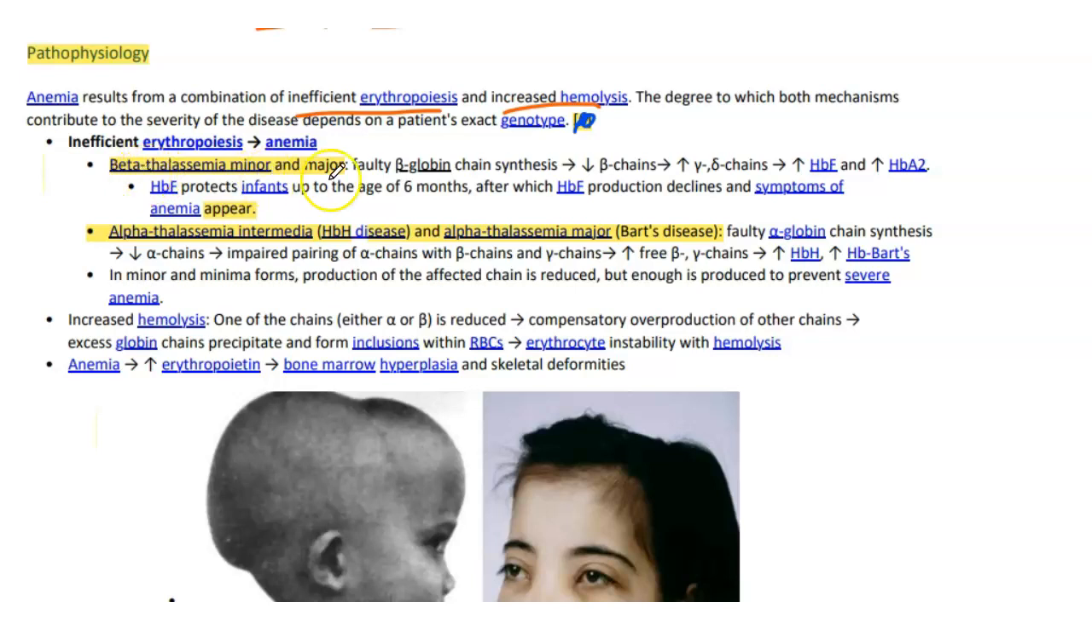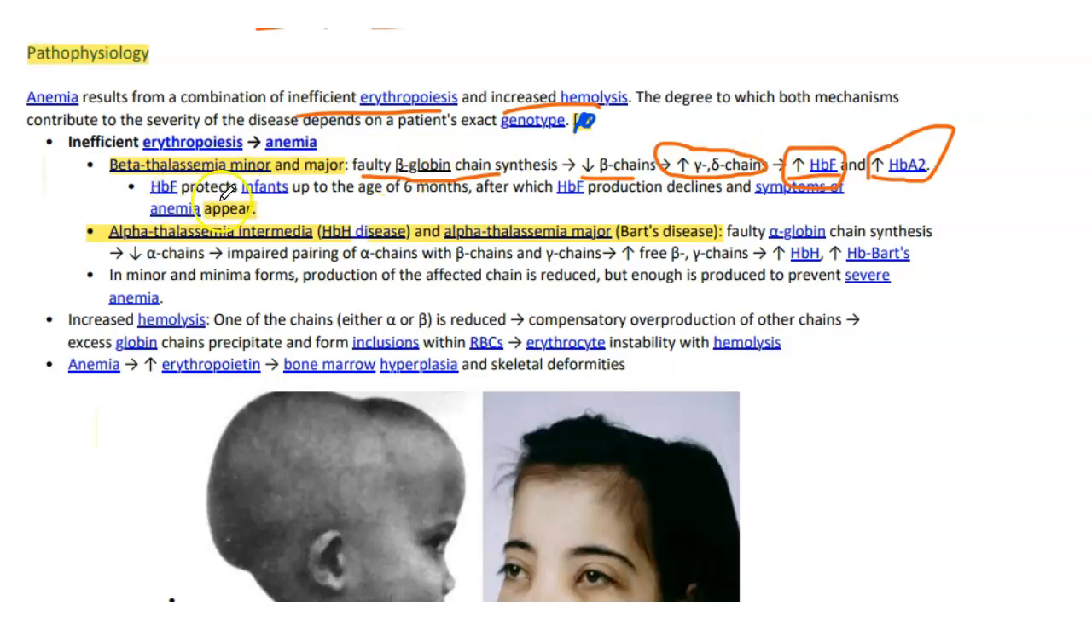So in beta thalassemia minor and major, we have faulty beta globin chain synthesis. The beta globin chain decreases while the gamma and delta chains increase, so the alpha chain combines with gamma and delta. When the alpha chain combines with gamma chain, it forms HbF, which is fetal hemoglobin, and when the alpha combines with delta, so alpha 2 delta 2, it forms HbA2, while alpha 2 gamma 2 forms HbF. So in beta thalassemia, the levels of HbF and HbA2 will be elevated.